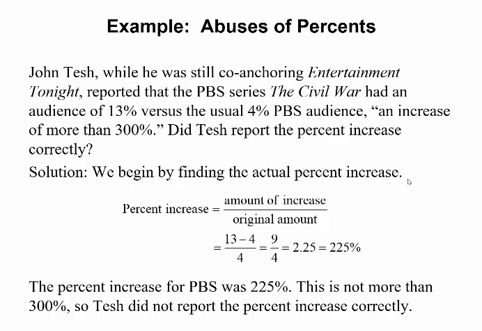So we begin by finding the actual percent increase. So find the amount of the increase. Well, it went from 4% to 13%. So it's actually only gone up by 9. Divide that by the original percentage, which was 4. So 9 divided by 4 gets you 2.25. Changing this decimal to a percent, move it 2 places to the right, you get 225%. So we can see that the percent increase for PBS was actually 225%. So this is not more than 300%. So Tesh did not report this percent increase accurately.